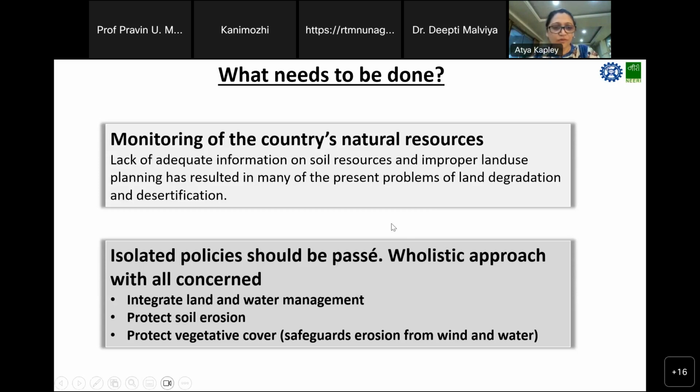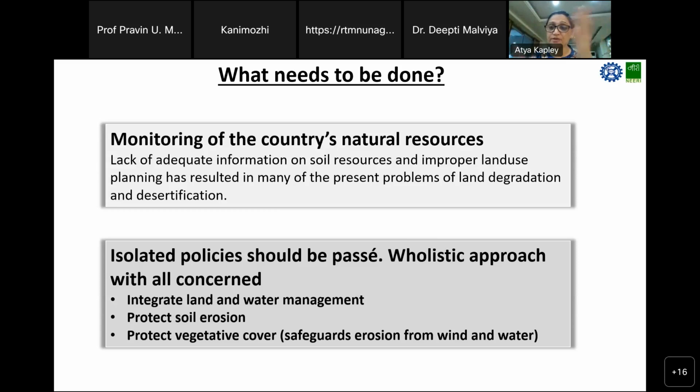So isolated policies, of course, really don't work. But sadly, one department works on its own. It's not only the government departments; anywhere you look, this one has one issue and some other department has another issue. They all actually combine to make a holistic program, but they will always work separately. We have to integrate our land.